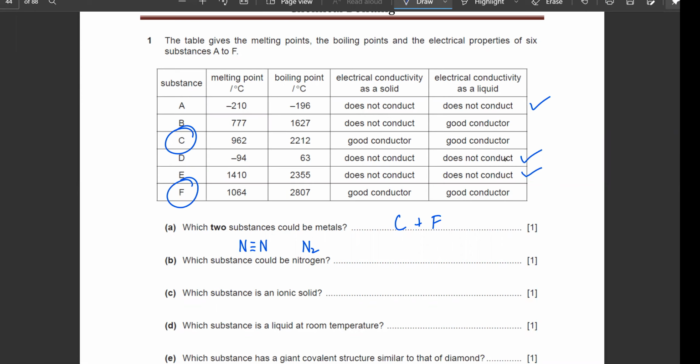So the question now is, you figure out covalent compounds, right? It's a covalent molecule. So figure out 3 of them.